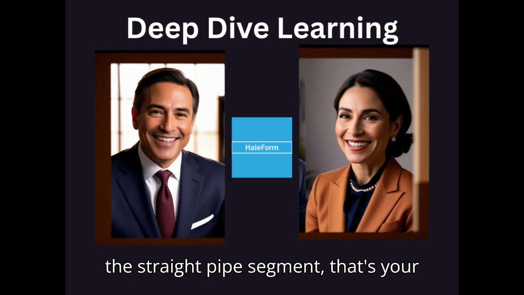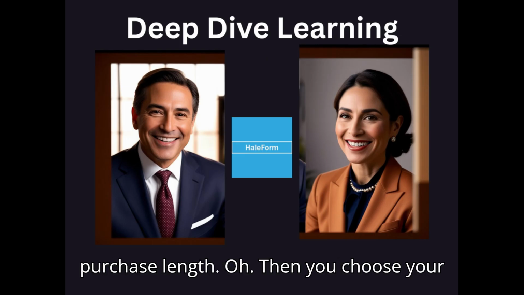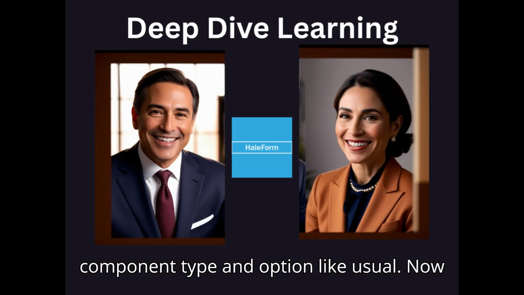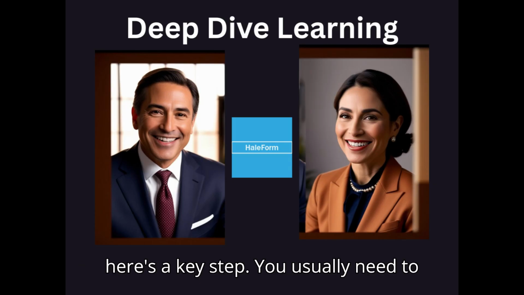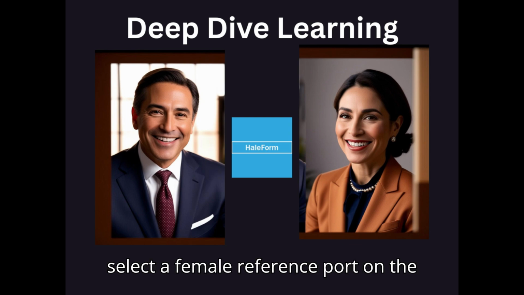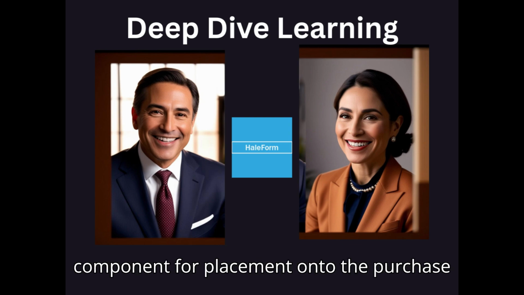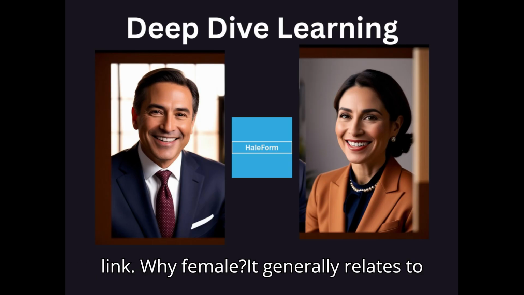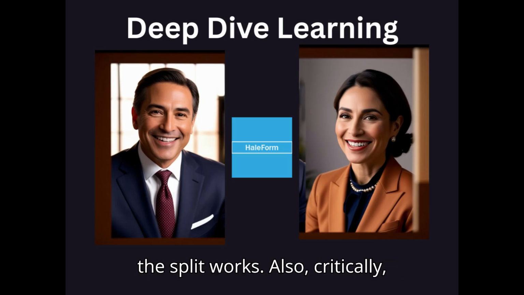First, you select the straight pipe segment, that's your purchase length. Then you choose your component type and option like usual. Now here's a key step. You usually need to select a female reference port on the component for placement onto the purchase length. Why female? It generally relates to how the connections are defined and how the split works.